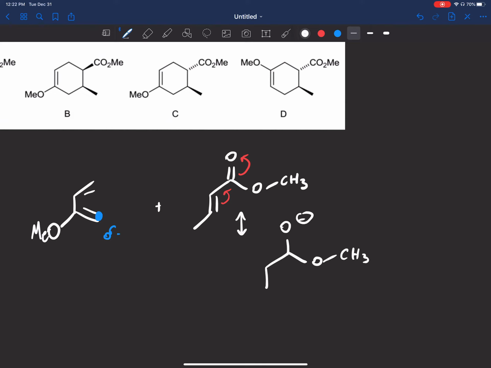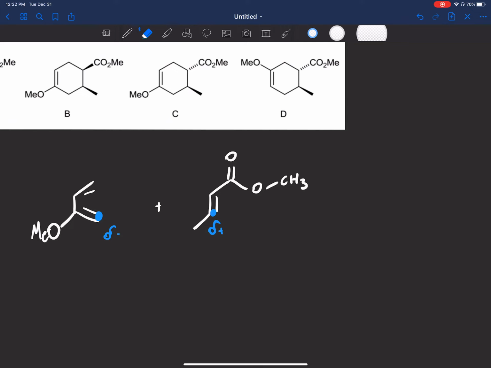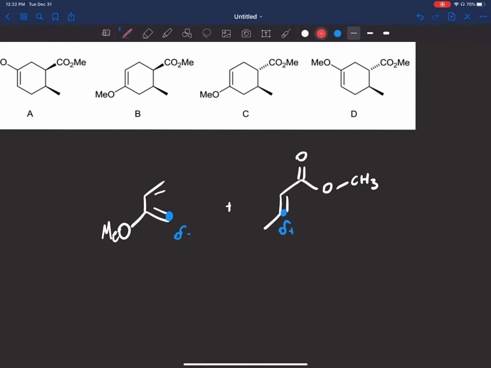O minus, double bond there. And now this carbon has a positive charge. So I'm going to put a blue dot on that carbon and write partial positive. So we now know where our partial positive is. All right, and so now let's number it.